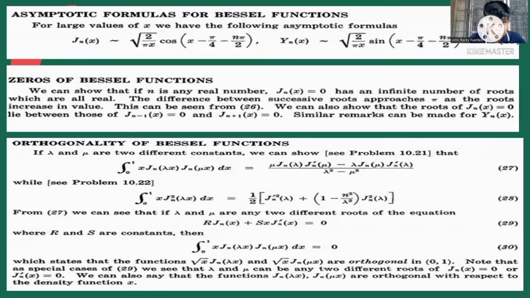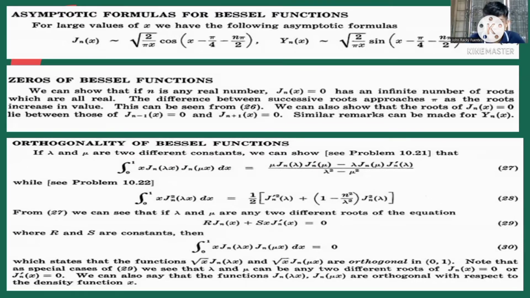Or orthogonality of Bessel function. If lambda and mu are two different constants, we can show from the previous problem that the integral from 0 to 1 of x J sub n of lambda x J sub n of mu x dx is equals to mu J sub n of lambda J prime n of mu minus lambda J sub n of mu J sub n prime of lambda.